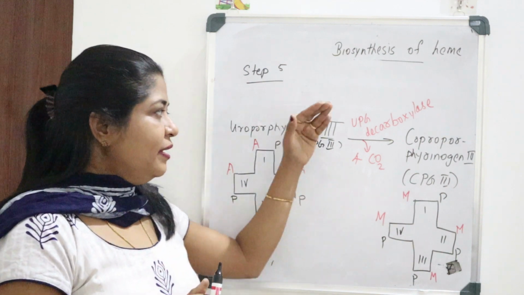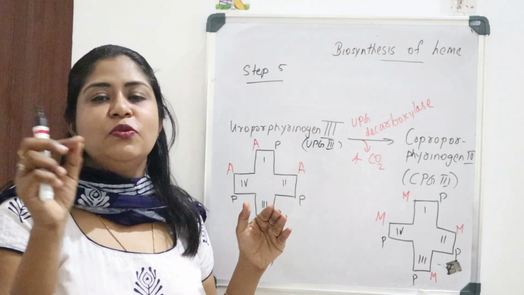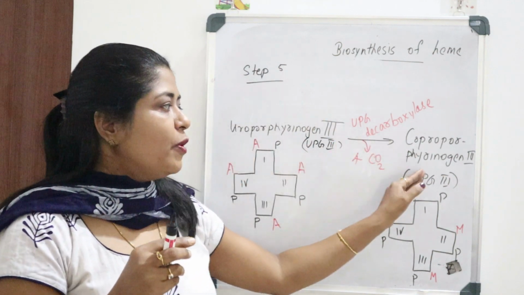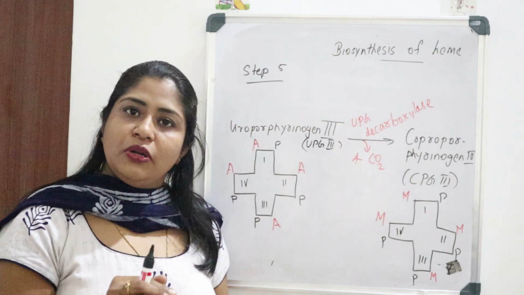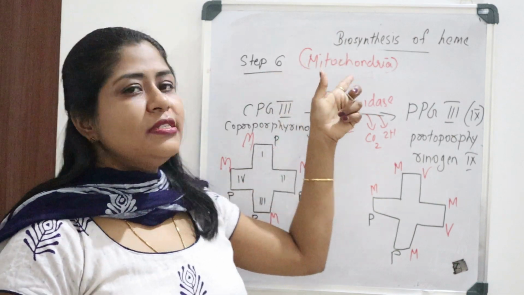So try that. And so here you can just remember this too, that is UCP, uroporphyrin, coproporphyrin, and the next coming is the protoporphyrin. Step 6 that occurs in mitochondria.